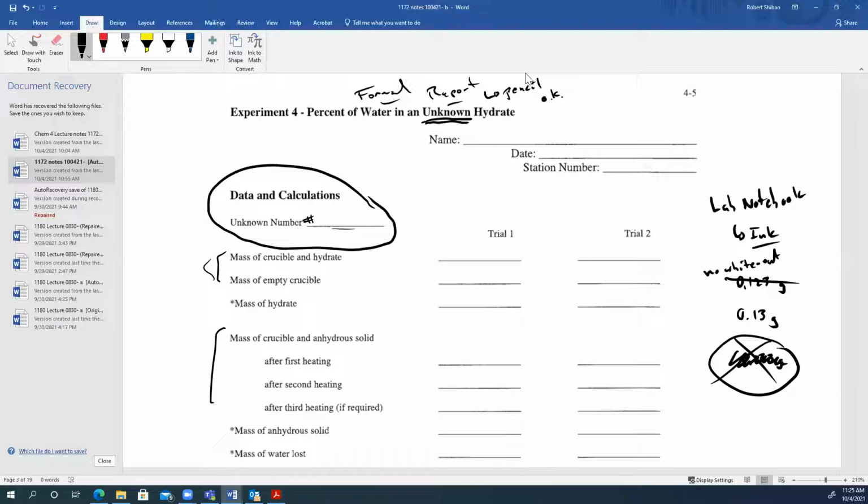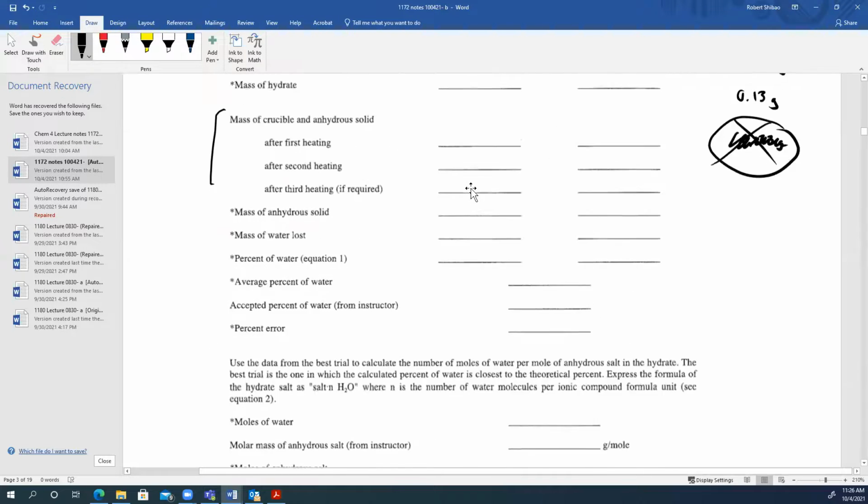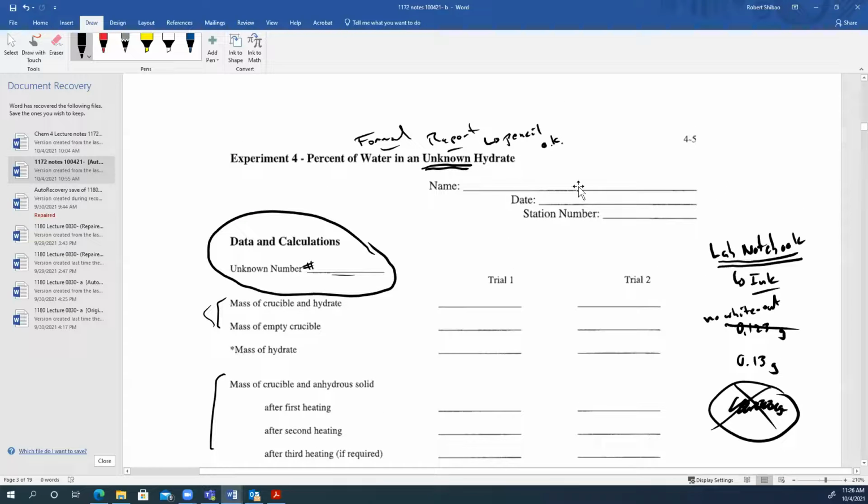You can make a mess out of your lab notebook. It doesn't matter. You're not going to be graded on neatness here. But you don't want to make a mess out of your formal report sheets, because your formal report sheets are sent out to make a positive impression. If these are a mess, then it sends out the wrong impression. All right, did I miss something? Oh yeah, I did 4, 5.